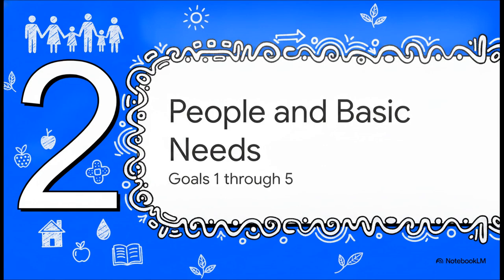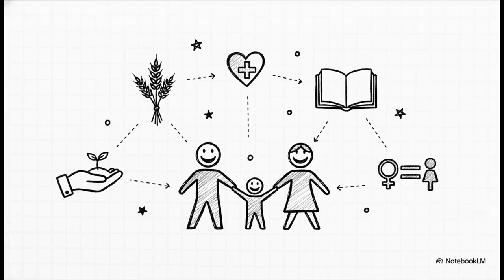Moving right along to part 2, people and basic needs. This covers goals 1 through 5. So these first 5 goals are all about fundamental human well-being. Goal 1 is no poverty, and Goal 2 is zero hunger, meaning literally ensuring everyone has enough to eat. Goal 3 focuses on good health and well-being, like fighting diseases. Goal 4 is absolutely crucial for you guys: quality education. It's about making sure every kid in every neighborhood has access to great schools. And Goal 5 is gender equality, striving to empower all women and girls in leadership and basically every aspect of life.